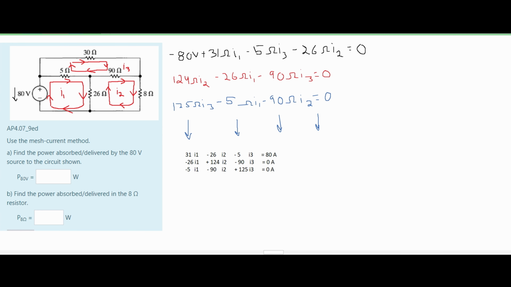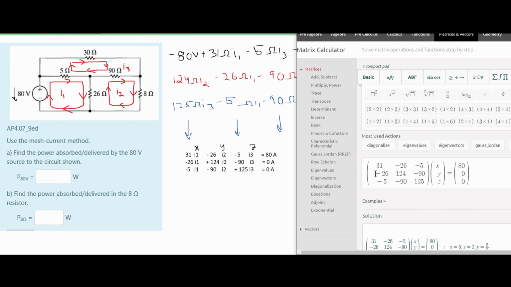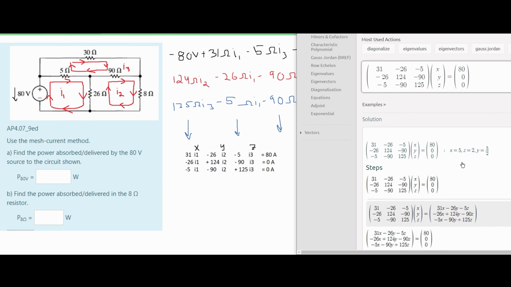I'm going to use one by Symbolab. You can just Google that, or I'll have that link below. To make this simpler before I plug it in, I'm going to have our I1s be an X, our I2s be a Y, and our I3s be represented as a Z. I plugged all of these into our calculator right here, clicked go, and it gave us our solution.